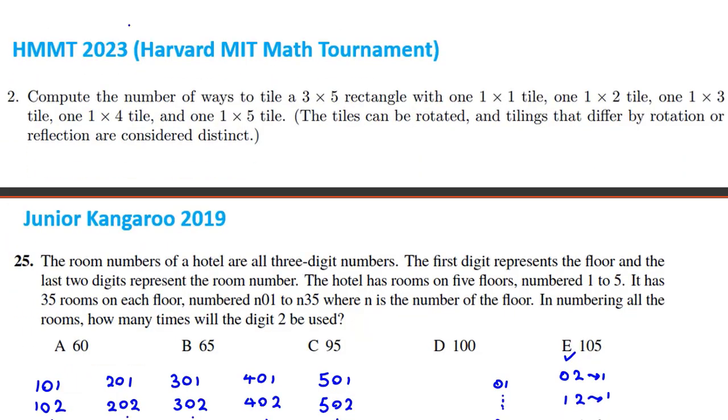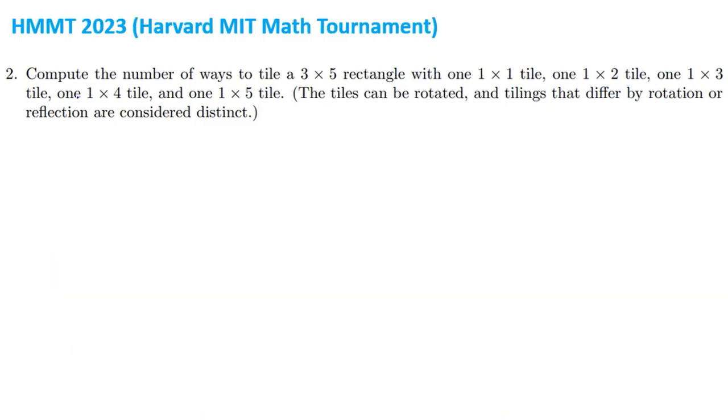Next one is this problem from the Harvard-MIT Math Tournament. Let's solve this one, last HMMT 2023. Again, we can solve it with casework. Problem 2 says: compute the number of ways to tile a 3 by 5 rectangle with one 1 by 1 tile, one 1 by 2 tile, one 1 by 3 tile, one 1 by 4 tile, and one 1 by 5 tile.